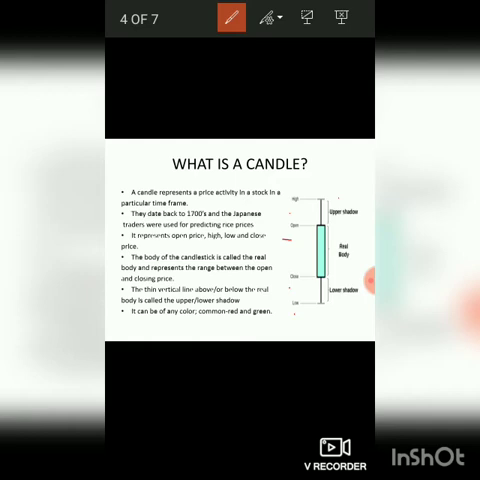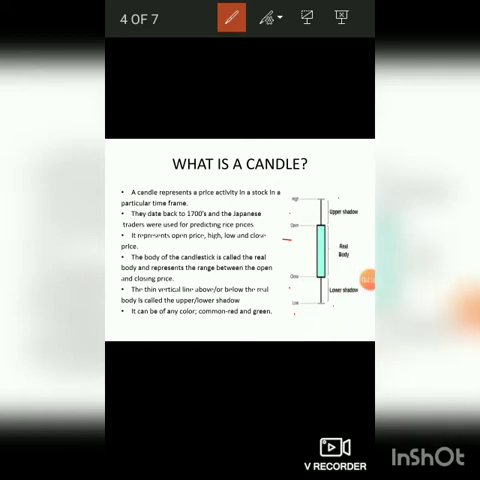The body of the candlestick is called the real body. This rectangular part is the real body of this candlestick and it represents the range between the opening price and the closing price. The vertical line above or below the body is called the upper or lower shadow, and this represents the price extremes of the stock during this particular time frame. And this candle can be of any color. Commonly we can see it in red and green color.